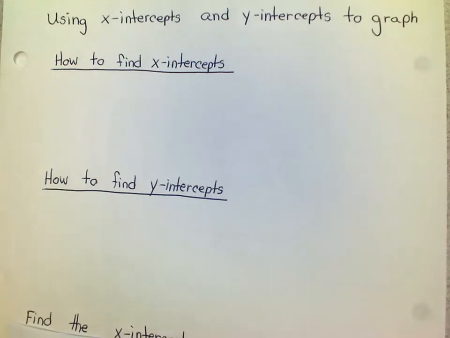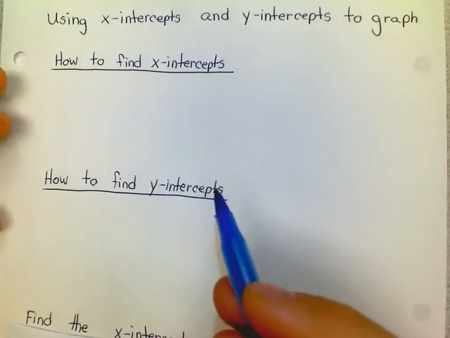Hello and welcome to a discussion on using X-Intercepts and Y-Intercepts to graph. Let's start our discussion with talking about how to find X-Intercepts and Y-Intercepts, and then we'll move into some examples and then into graphing. Alrighty, so using X-Intercepts, how do you find X-Intercepts?